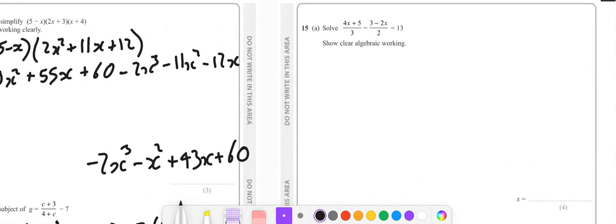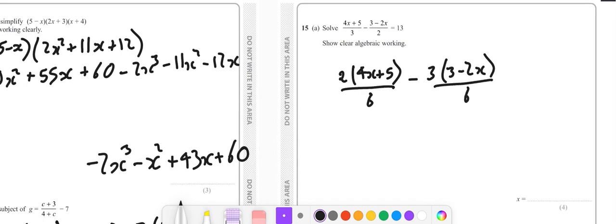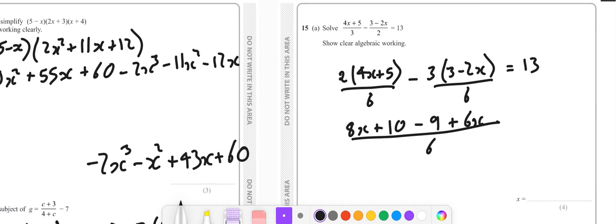Okay, solve the following equation. So we want to make it into one fraction so we can collect together the terms. So I'm going to put it into sixths. So to do that I'm going to multiply the first one by 2, top and bottom by 2, the second one by 3. Okay, so then I've got 8x plus 10 minus 9, and be careful here, plus 6x all over 6 equals 13.